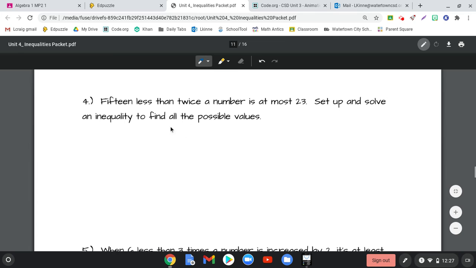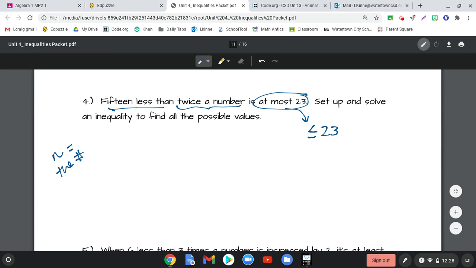Couple more questions here. So 15 less than twice the number is at most 23. So again, start there. If I want at most 23, I want 23 or less. That's where we begin. 15 less than twice the number. All right, I'm going to use n, I guess. n equals the number.